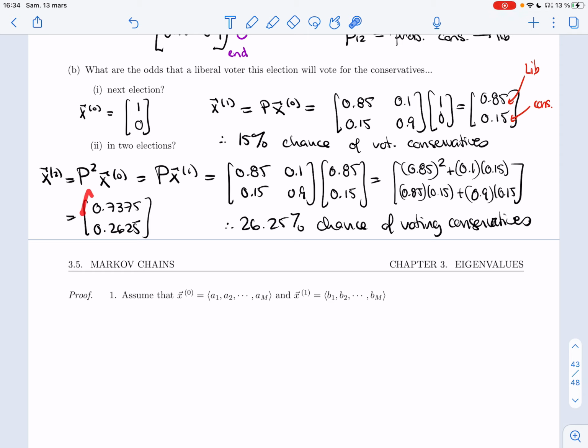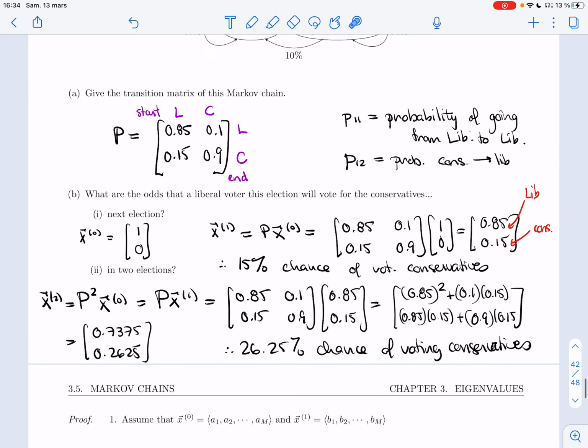We also have the odds of voting liberal. Of course, because there are only two possibilities, you know that's 100% minus this one. But if you had multiple possibilities, if you had 4 different states or 5 different states, then you would keep track of all the probabilities at each step.